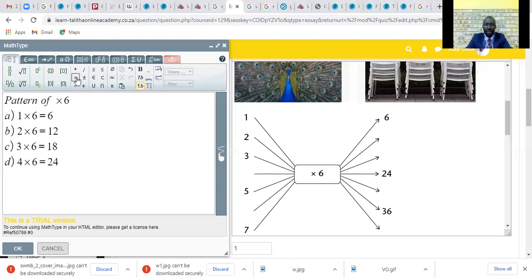Now in the next step, that is part E, we have 5. This 5 is used to multiply 6, so that we get 30. Then in the next step, we have the number 6 this time.